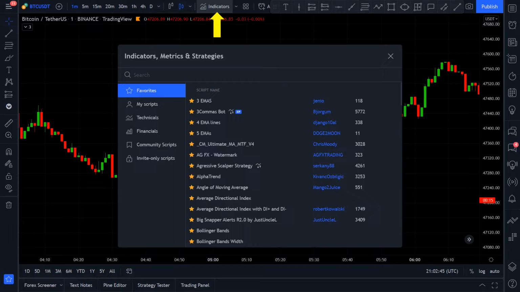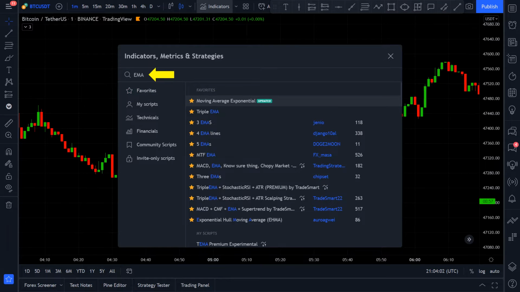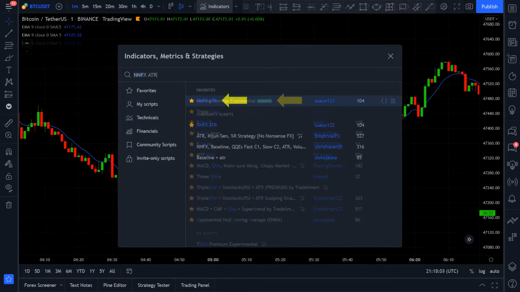Then go into the Indicators tab and type in EMA. For this strategy we are going to use two different EMAs. So click on the exponential moving average 2 times. Now type in NNFX ATR and click on it. As usual, we are going to use this indicator for stop loss and take profit placements.